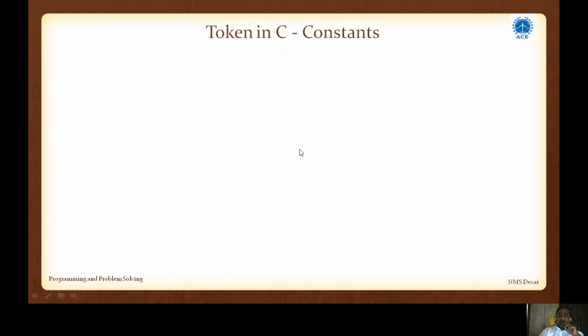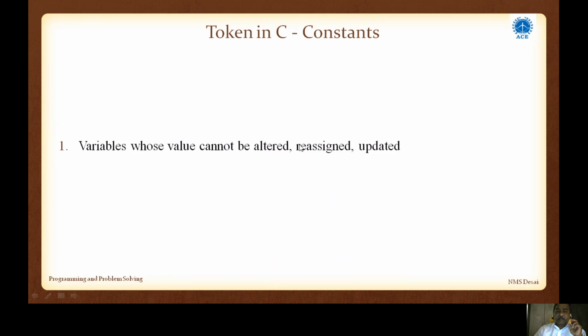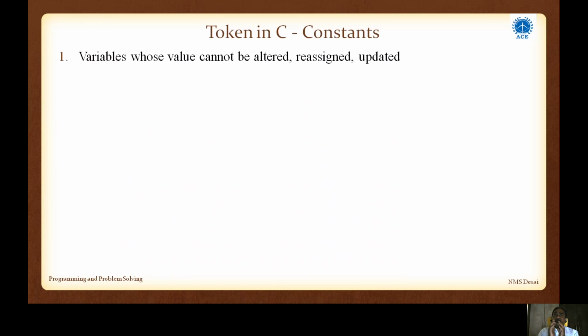Okay. Now we take constants. Sometimes what happens, certain variables participating in the program have a value that should not change. We will be using the value again and again. For example, there is a problem which requires logarithms again and again. So I define natural logarithm as NL is equal to 10.